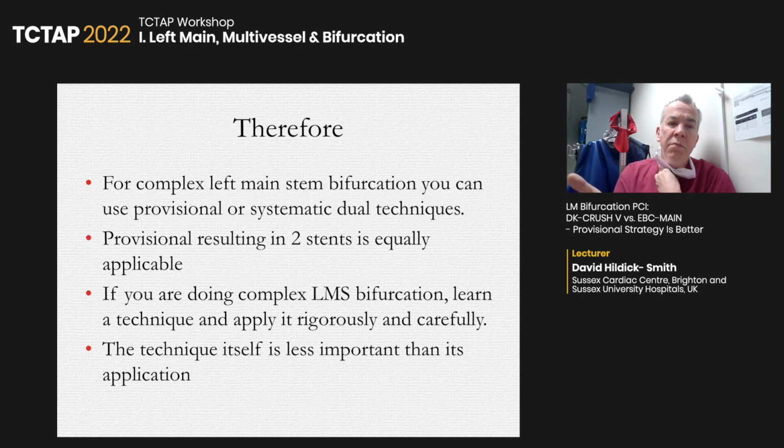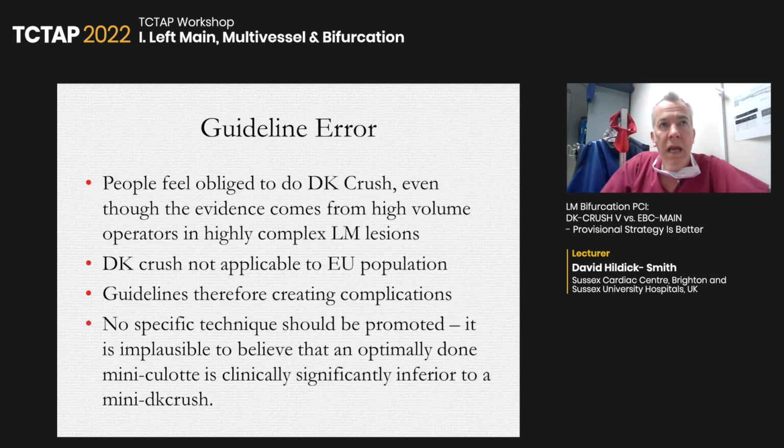So I think as a summary, you can use provisional or systematic techniques. Of course you can, but the provisional resulting in 2 stents is equally applicable. And if you're doing left main stem bifurcation, you should learn a technique and apply it rigorously and carefully. The actual technique itself is less important. And the point I wanted to make is, I think internationally people feel somehow obliged to do a DK crush because of what the guidelines say.